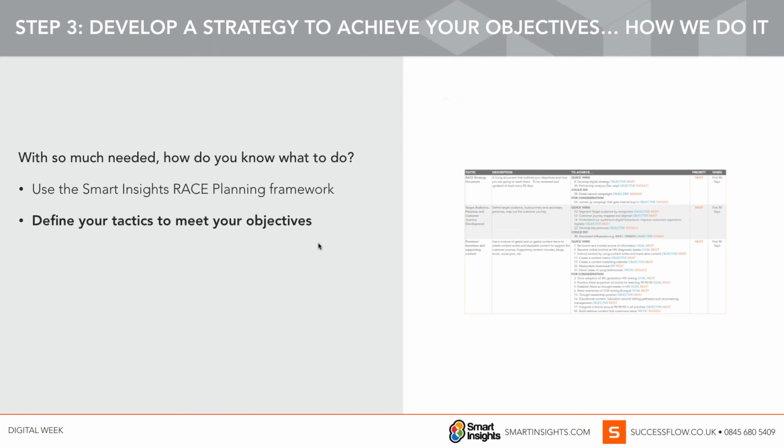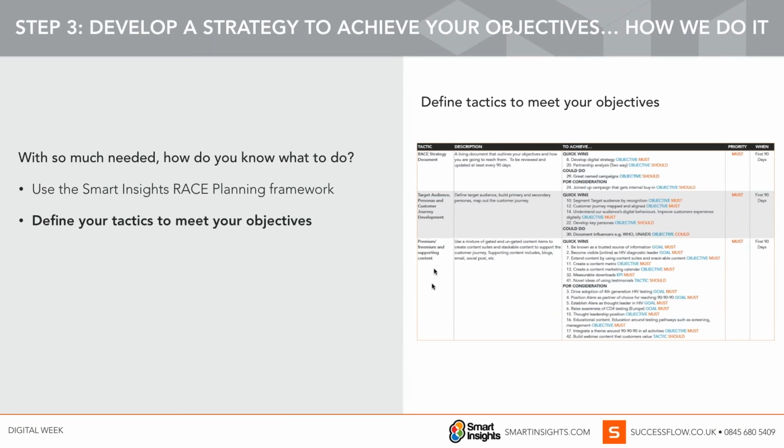So define your tactics to meet your objectives. This is a format that we tend to use, where we can talk about the tactics such as target audience personas, customer journey, content, and then we can look at how we're going to achieve this and start to look at the quick wins we've got from the facilitated workshop. So we're going to develop a strategy. We're going to do a partnership analysis. We're going to come up with some great named campaigns. We are going to do some segments of our target audience. We're going to map our customer journey, et cetera, et cetera. And this all builds up from the benchmarking, the competitor analysis, the workshop.